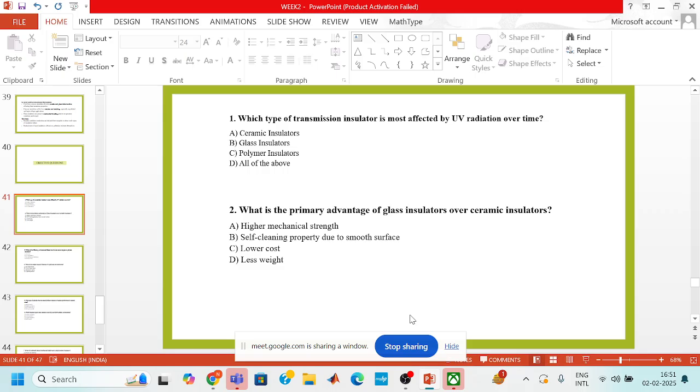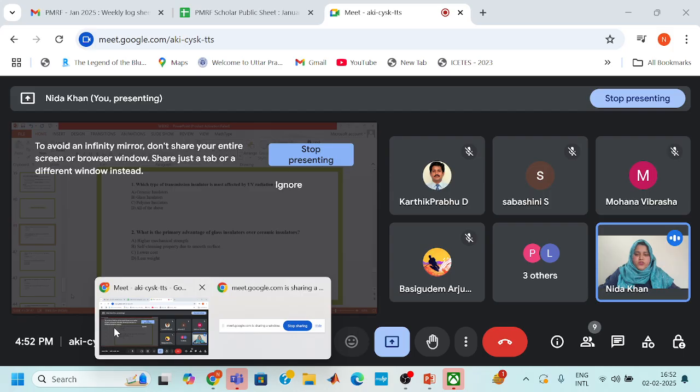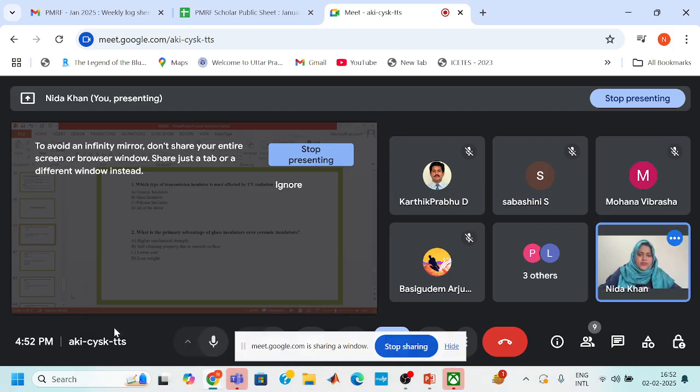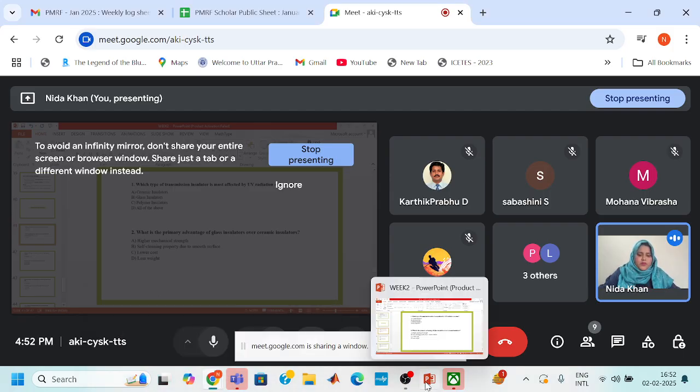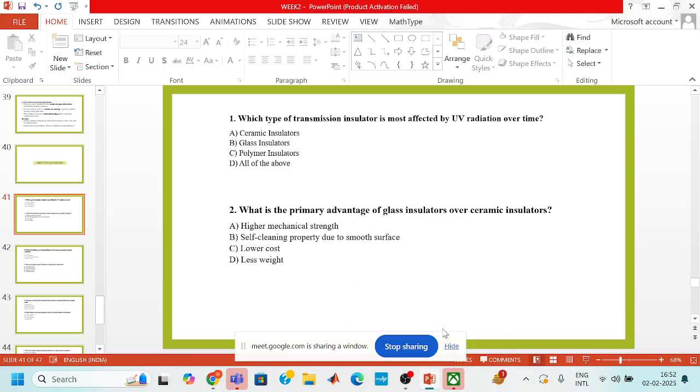Now the next question is, what is the primary advantage of glass insulators over ceramic insulators? Self-cleaning property due to smooth surface. Yes. Anyone else? What would be the answer? Okay. The main advantage of using the glass insulator over ceramic insulators is the self-cleaning property due to their smooth surface.